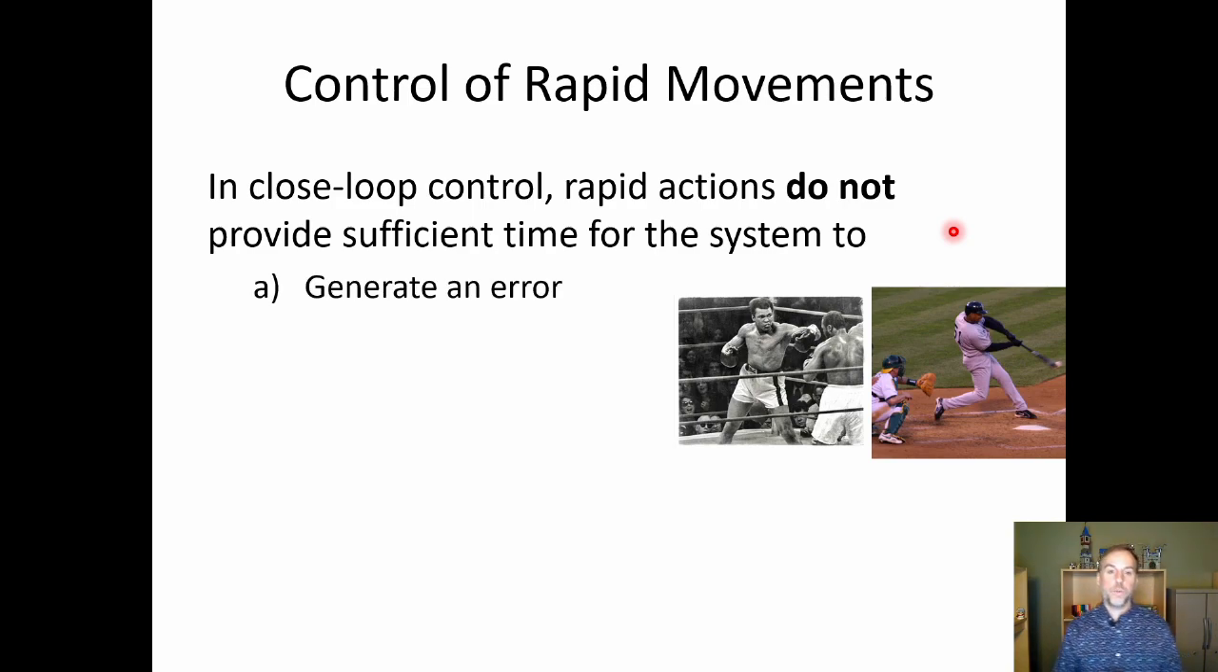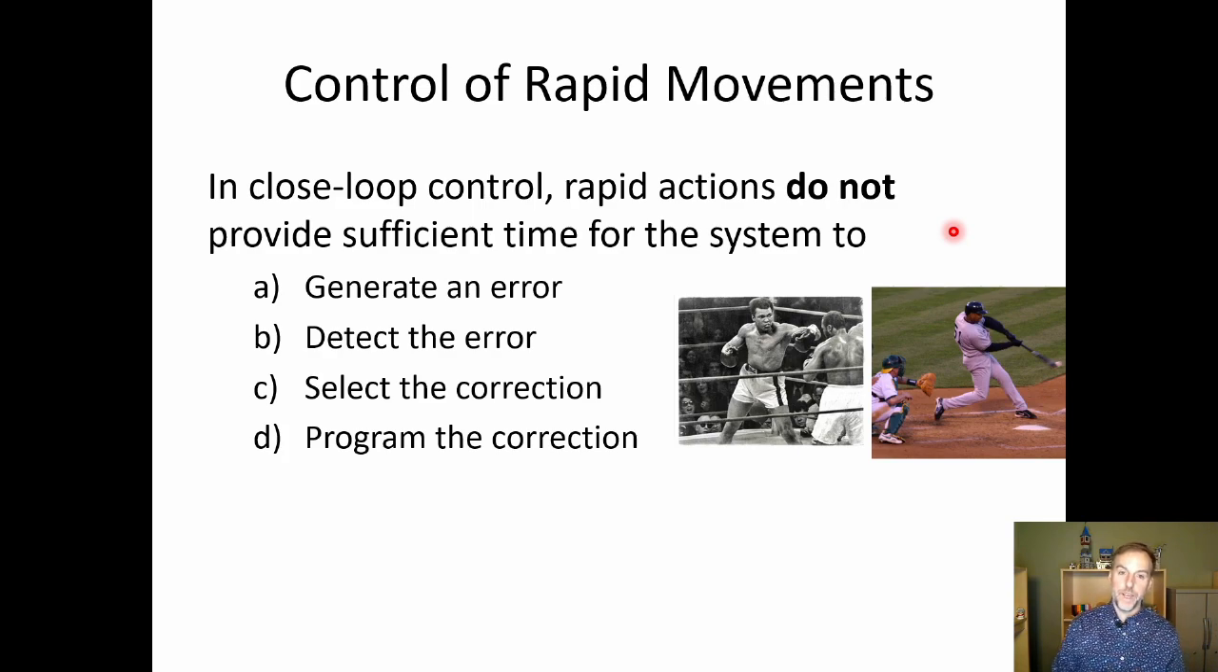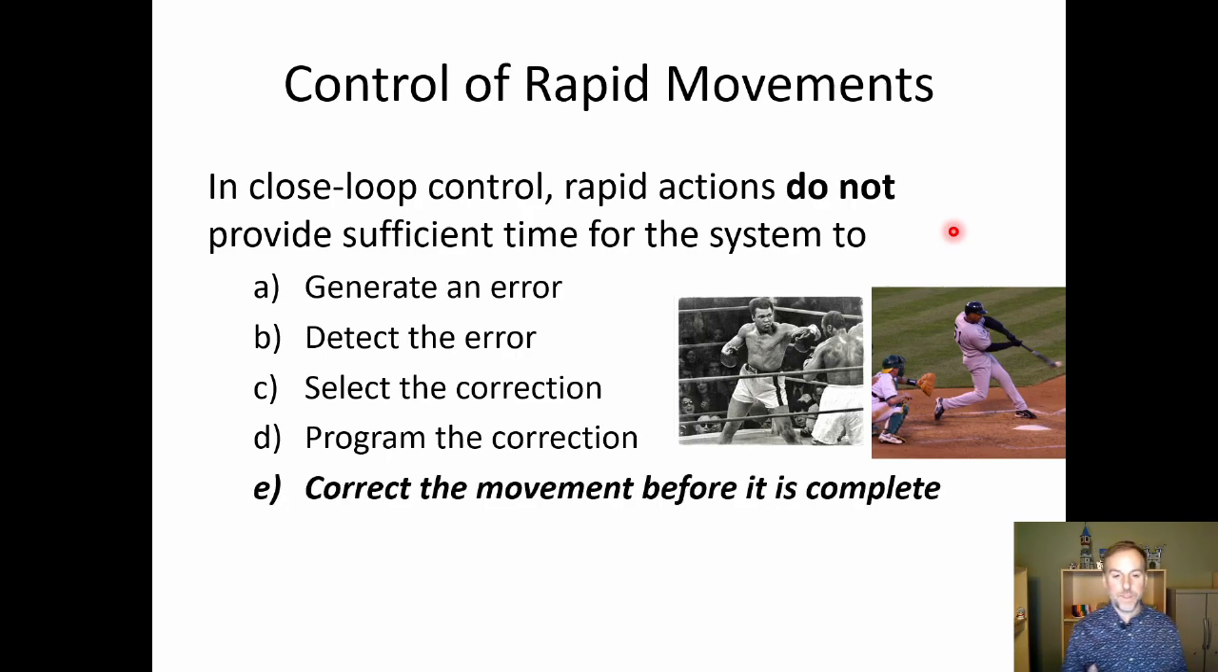So every part of closed loop control takes time. The comparator has to generate an error. That takes some time. We now need to detect the error. It's got to go back through information processing. We have to select a correction, so response selection. We have to program the correction. These first 4 steps are fairly fast because this is all neuronal traffic. So that's much faster than, say, heating up water. But the last step is the slowest.